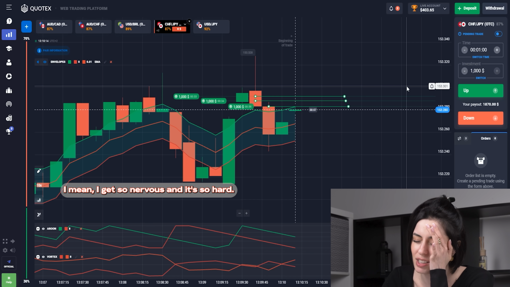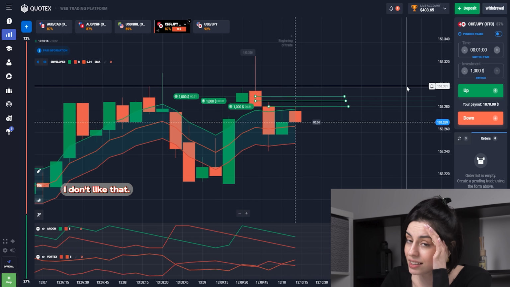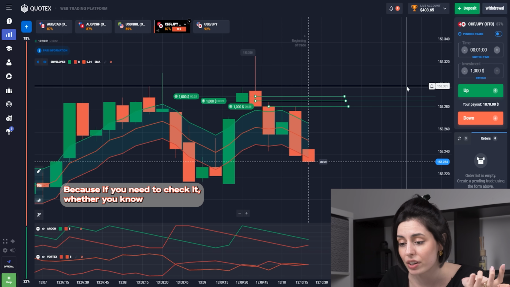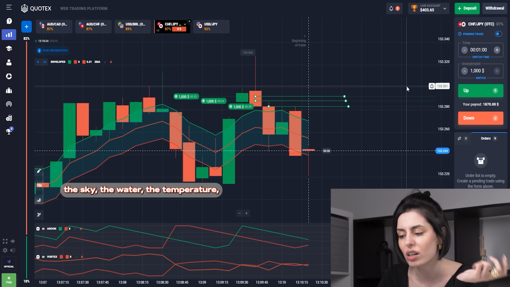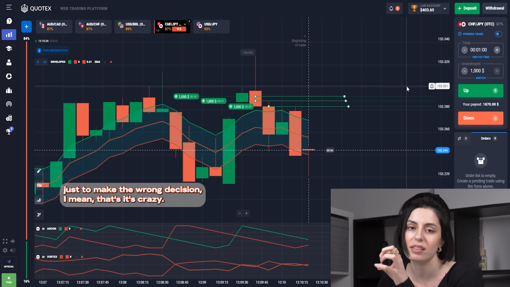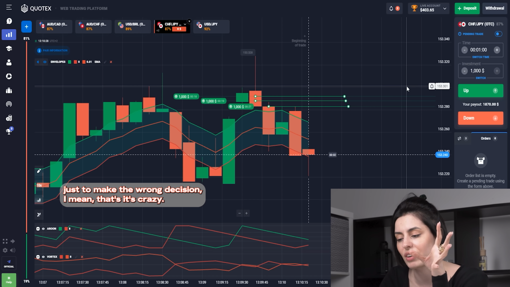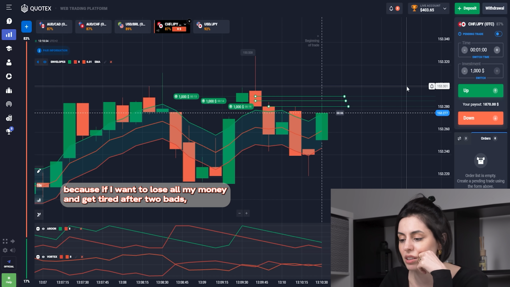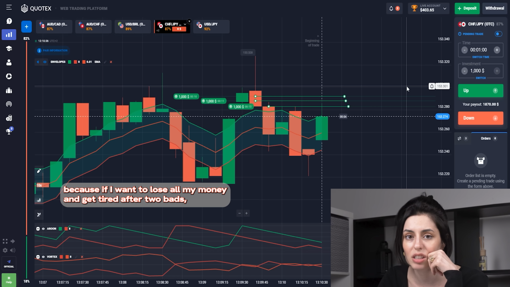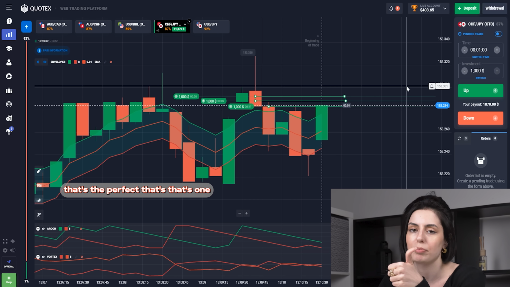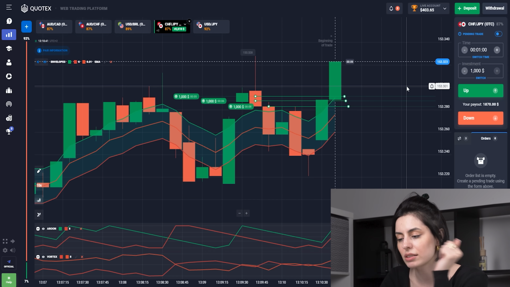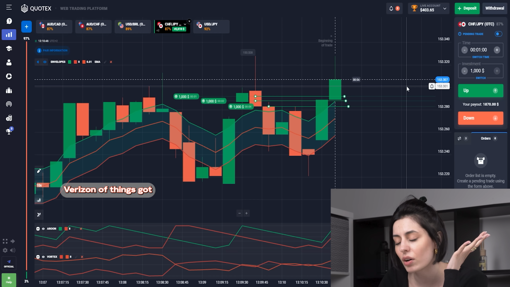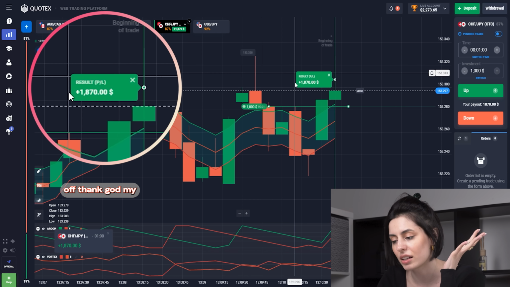I mean, I get so nervous and it's so hard. I don't like that. This is not the strategy that we are looking for, because if you need to check the weather, the sky, the water, the temperature, just to make one decision, I mean, that's crazy. This is not what I do in my personal trading, because if I want to lose all my money and get tired after two bets, that's the best one. You're rising. Oh, thank God.